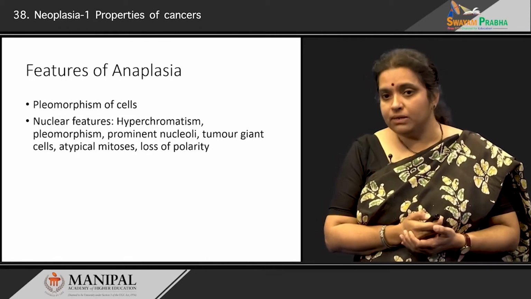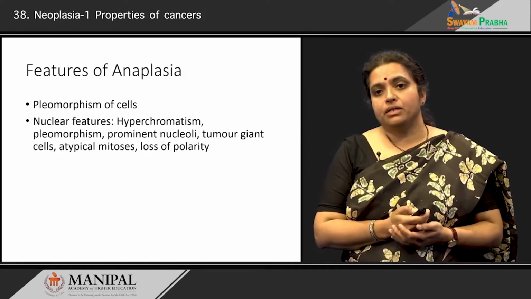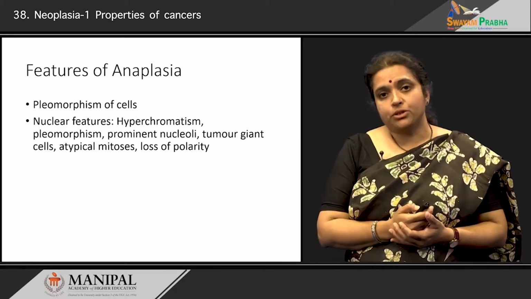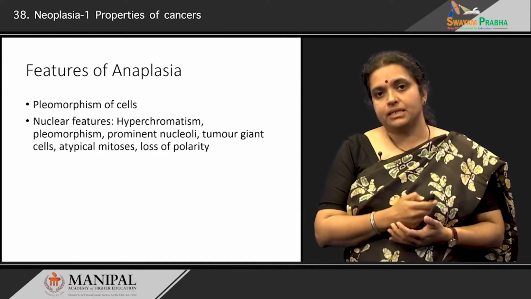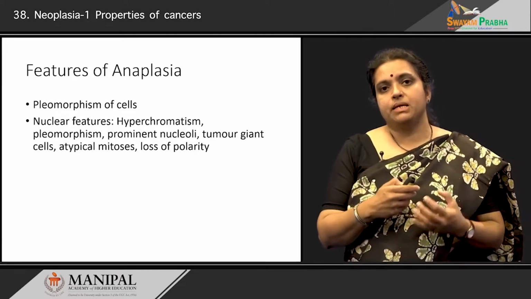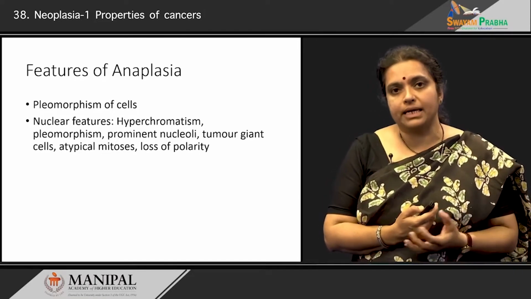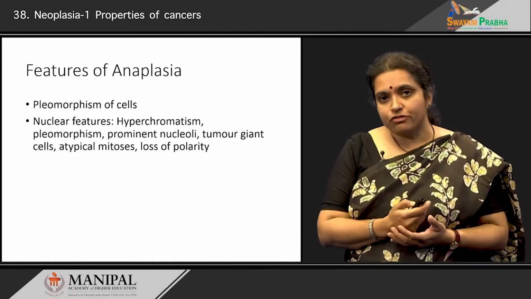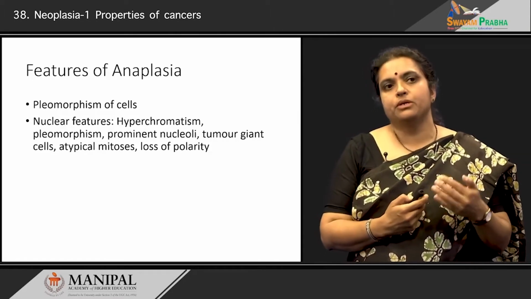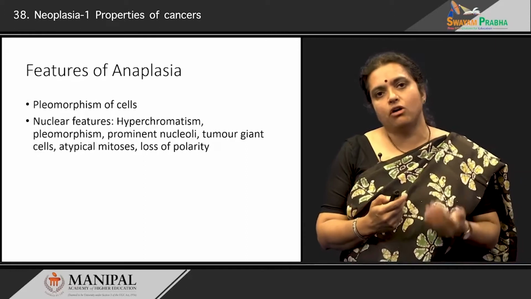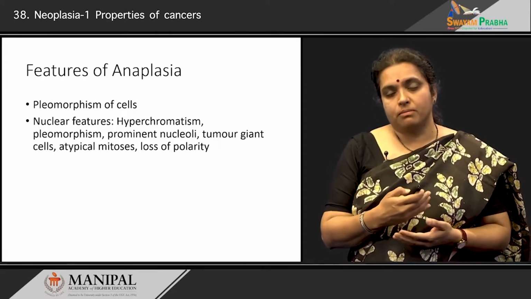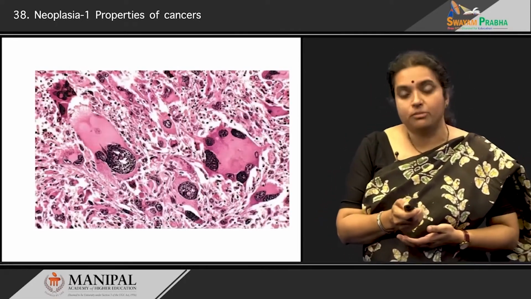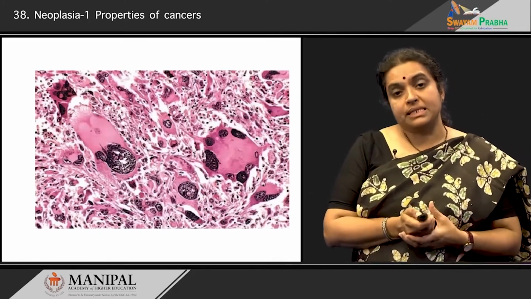It may show prominent nucleoli. Some of the cells may join together to form tumor giant cells. I will show you a picture. It may show mitosis which are atypical, which means it is not the normal mitotic spindle that we see. We may see a tripolar mitosis, we may see a flower-like mitosis, and we may see different kinds of mitotic figures. There is loss of polarity, which means the normal relationship of one cell with another is lost. So, these are all the features that are hallmarks of anaplasia.